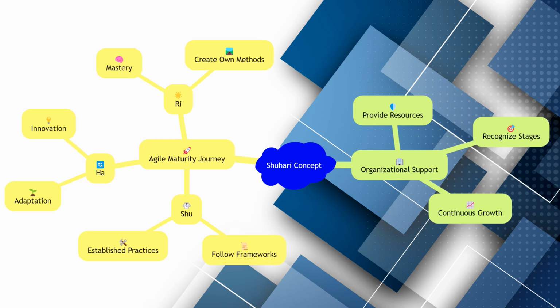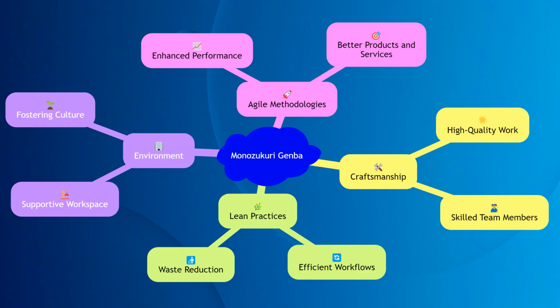grow and improve. Monozukuri Genba is closely aligned with lean practices, emphasizing the importance of the environment and craftsmanship in creating value. In agile methodologies, this means creating a workspace that supports efficient workflows and high-quality work. It also involves fostering a culture where team members are skilled, motivated, and take pride in their work. By integrating Monozukuri Genba principles, teams can enhance their performance, reduce waste, and deliver better products and services.